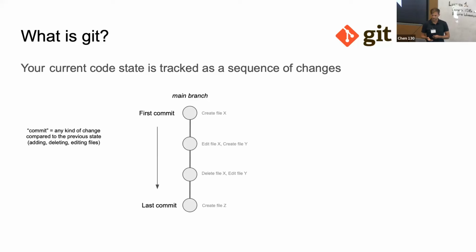And yeah, if you want to get to your current state in your code, in this example, it would be an aggregation of four commits, 4 changes.